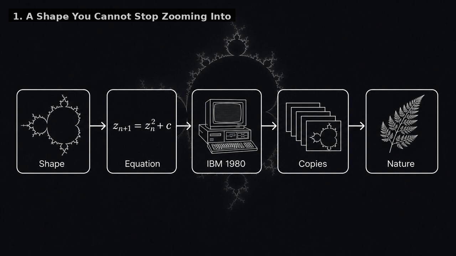First, we meet the strange shape on screen. Then we watch the two-letter equation do work. Then IBM computer pictures reveal Mandelbrot roughness. After that, copies appear inside copies at smaller scales. Finally, nature shows why this picture feels familiar.